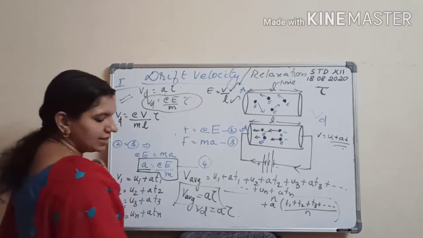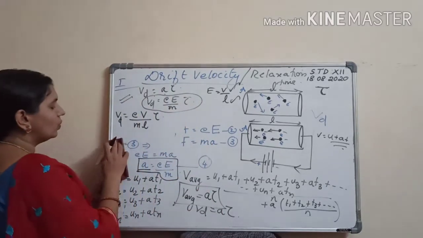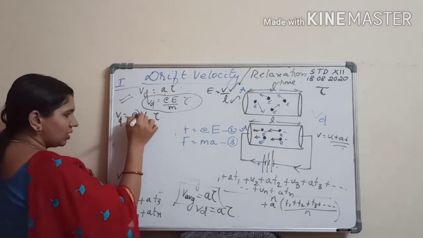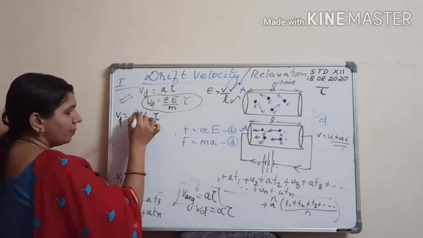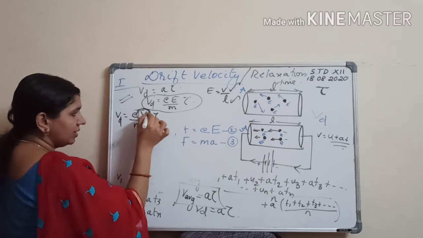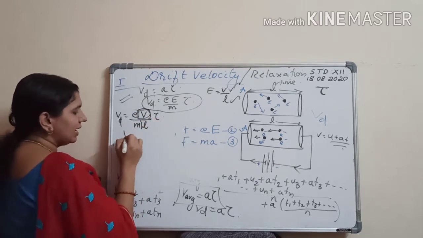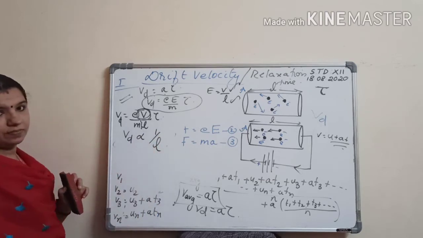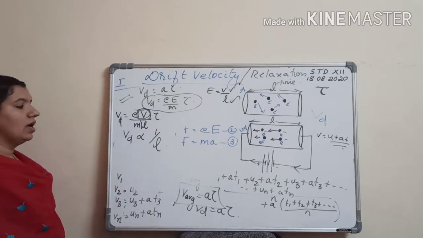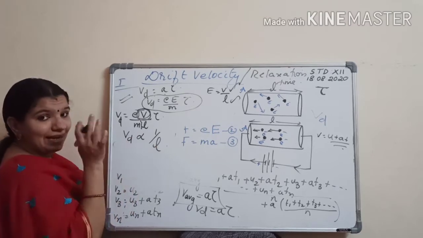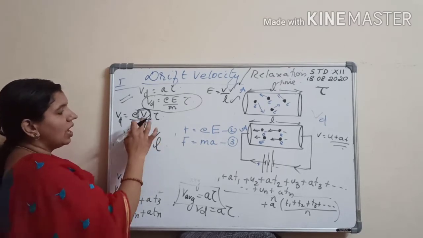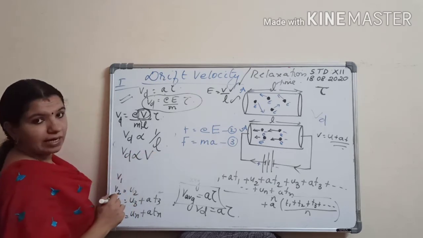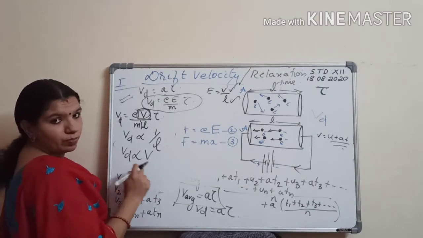I can say that this Vd is inversely proportional to length. You can see that because e is constant and m is constant. If the potential is also constant, then Vd is inversely proportional to length. Understand? Now again, at constant length, I can say that Vd is proportional to potential. Clear now? Vd is proportional to potential.